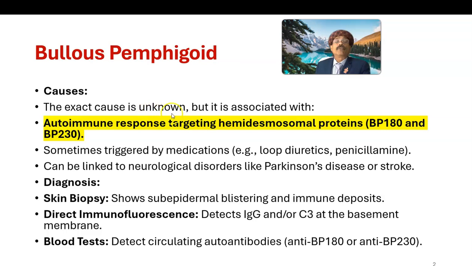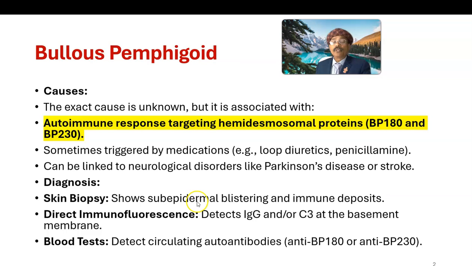Causes: the exact cause is not known, but it is associated with an autoimmune response targeting hemidesmosomal proteins BP180 and BP230. Sometimes it is triggered by medication, such as loop diuretics and penicillamine, and can be linked to neurological disorders like Parkinson's disease or stroke.